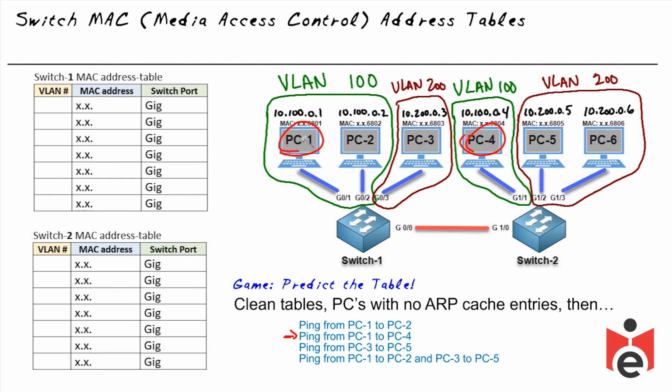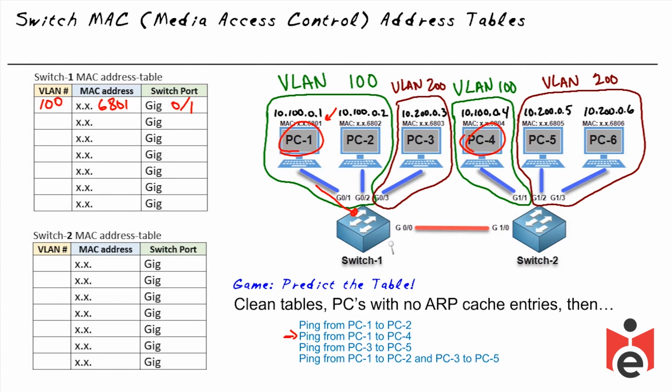If PC1 doesn't know the layer 2 address of PC4, it's going to do an ARP request, and that traffic would go in on this port right here on the switch, and that would be one of our entries in the MAC address table. It'd be the MAC address of PC1 ending in 6801 that's reachable off gig 0/1 on VLAN 100. So it's going to be VLAN 100, MAC address of PC1 ending in 6801, and that's on gig 0/1.